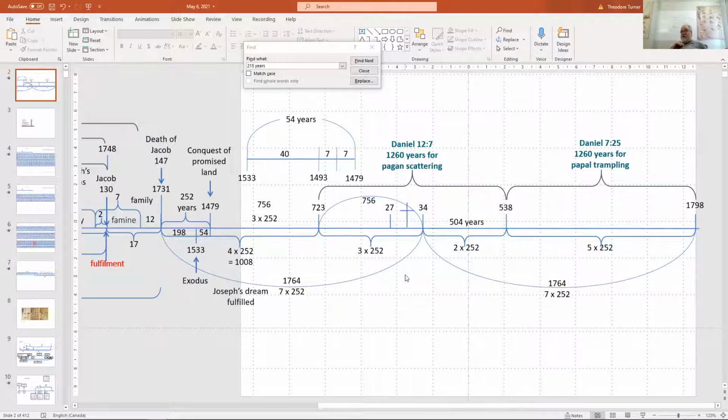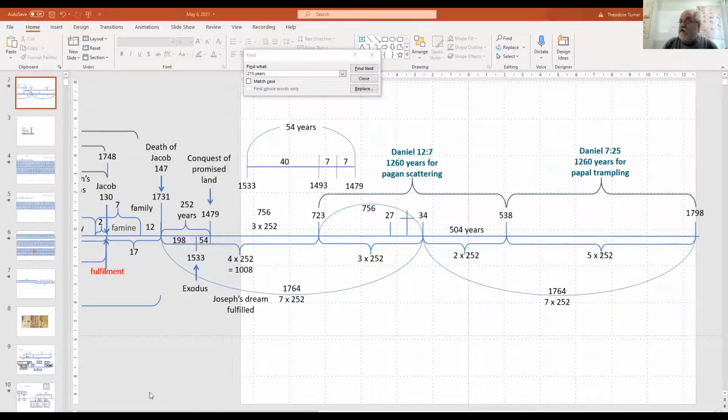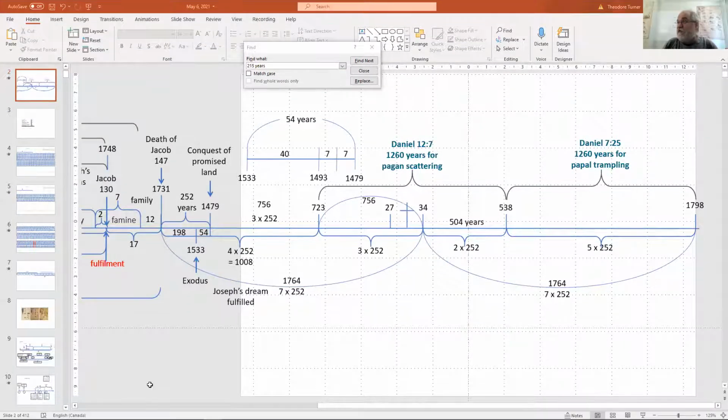Now, this period of time, 1764 years, is not something that we normally think about. So it's 1764 times 2, which is 3,528 years, pardon me. So 3,528 years.